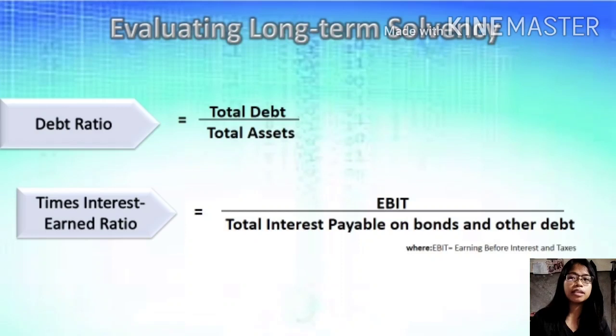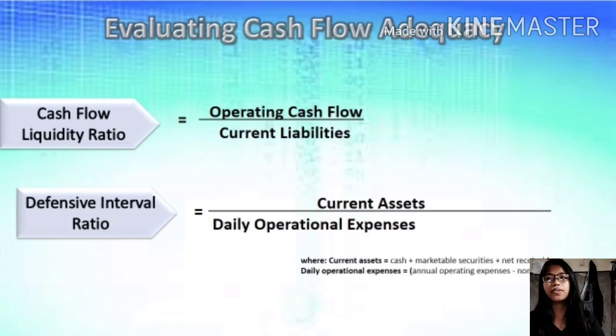A debt ratio greater than 1 tells you that a company has more debts than assets, while a debt ratio less than 100% indicates that a company has more assets than debt. And the times interest earned ratio is a measure of a company's ability to meet its debt obligation based on its current income. And next is evaluating cash flow adequacy.